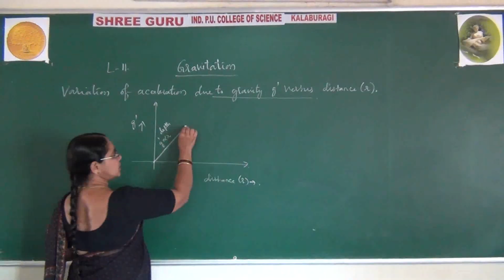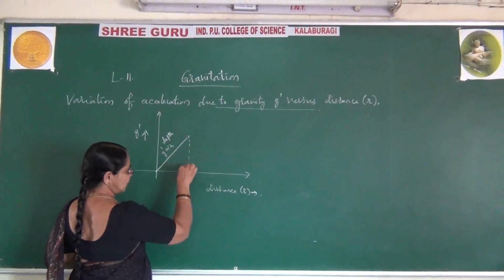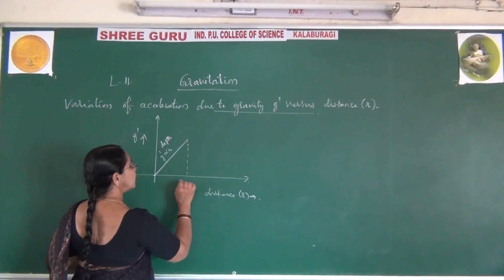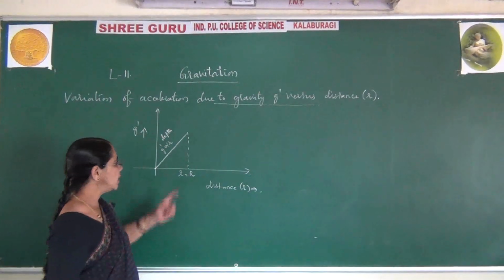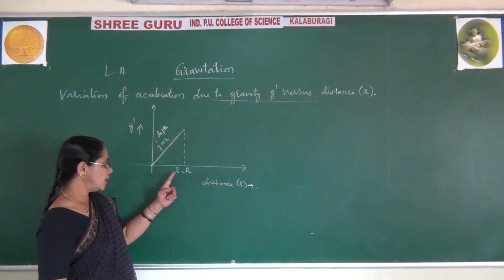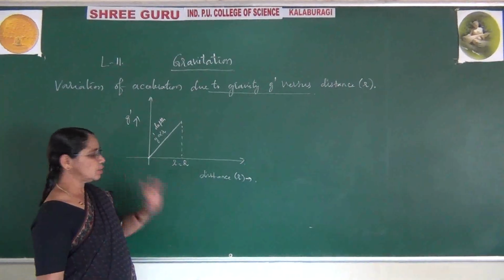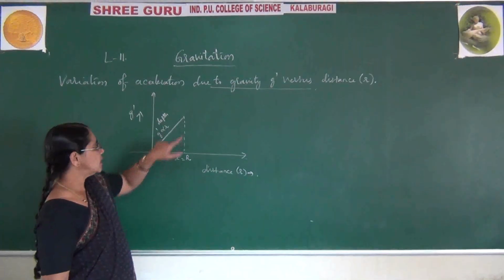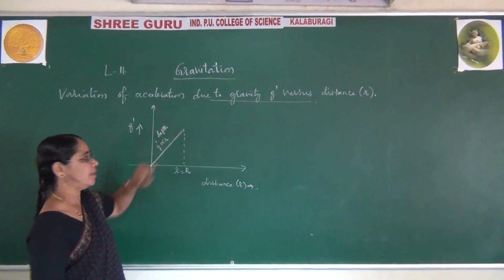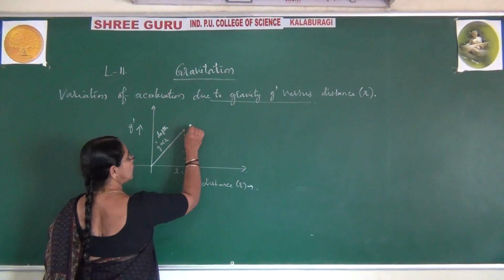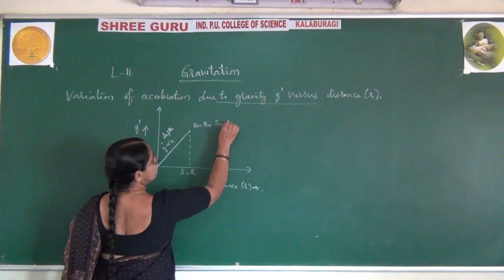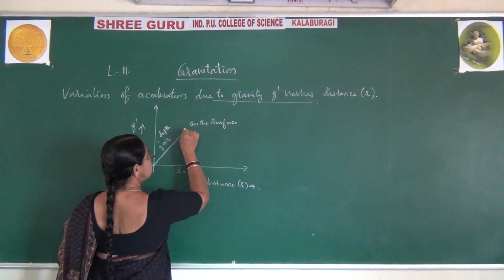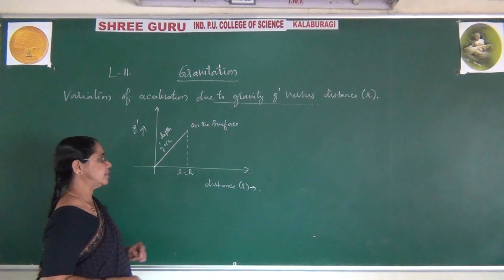So when it reaches this point, you can observe here, this is nothing but where small r is equal to capital R. If you are writing capital R, that is fine; if you are taking small r, it is also correct. What does this explain? Exactly on the surface. So at this position you can say on the surface. On the surface, g is maximum.